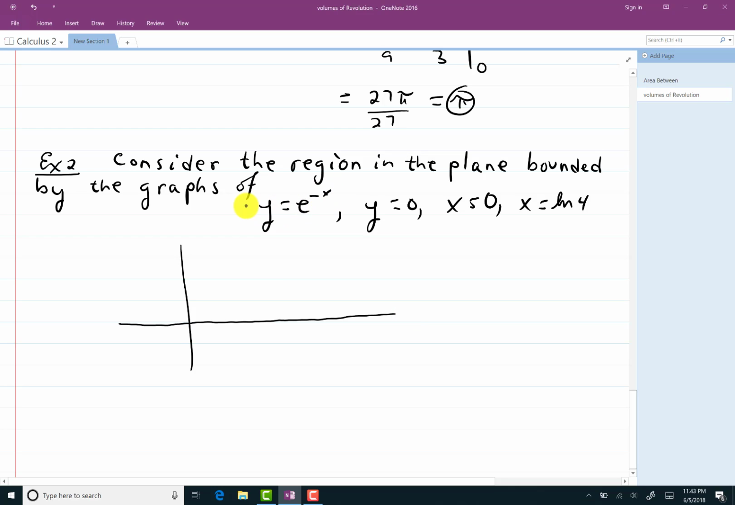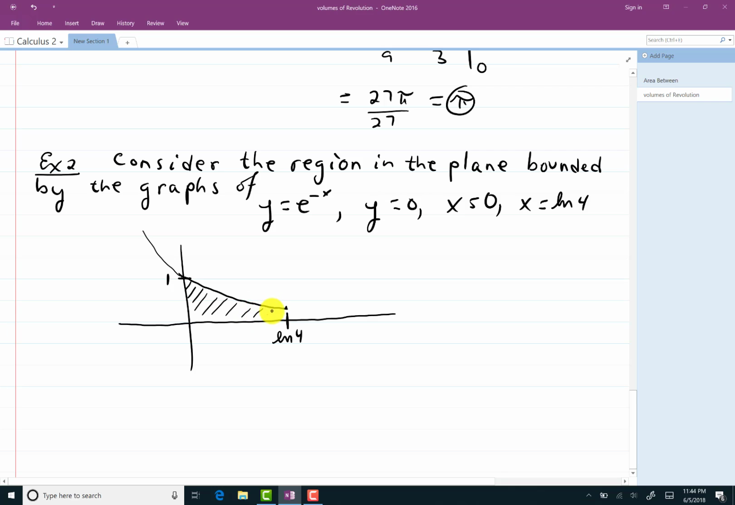Most people know that the graph of y equals e to the negative x comes in when y equals 1 and just decreases. And we have to stop when x gets to ln of 4. Y equals 0 is the x-axis. So that is a bound. And then x equals 0 is the y-axis. So x equals ln 4 technically is the vertical line that goes here. So what we're talking about is this region here.